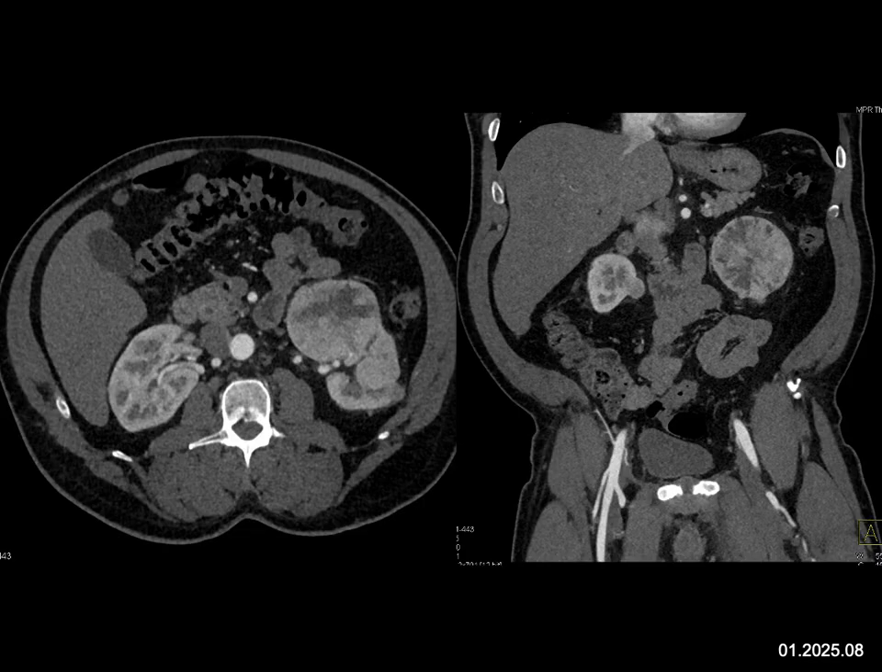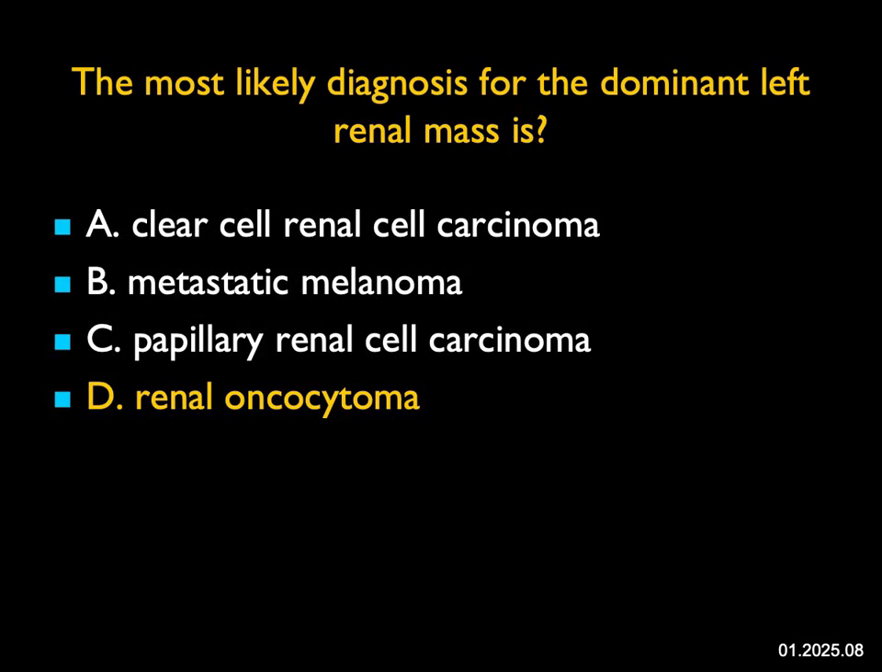A lesion that can be vascular, that has a spoke wheel appearance, and I said concentrate on the dominant left renal mass. And with that spoke wheel appearance, renal oncocytoma is the best diagnosis. Renal oncocytoma can be multiple, which was the case in this patient. And because oncocytomas are not very aggressive, this patient was being followed.